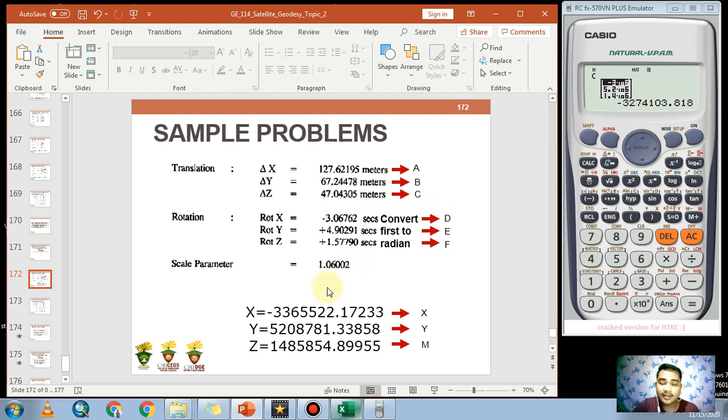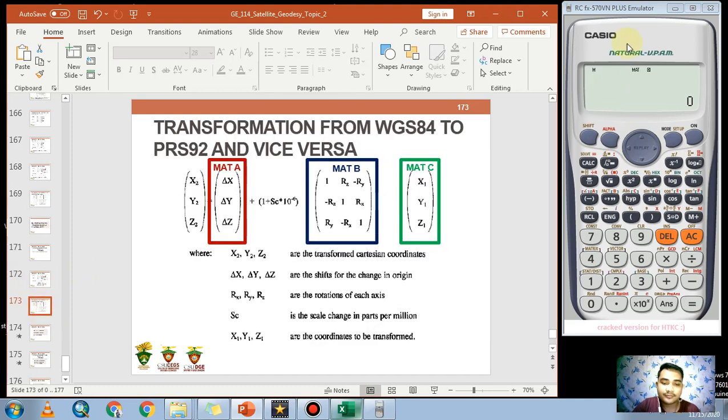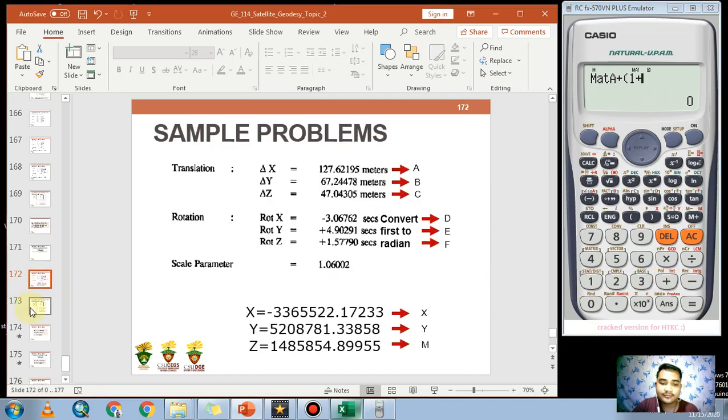Dili man siya mao. So ang X, Y ug Z is naa siya sa memory X, Y ug M. So for X is atong alpha X equals. Then alpha Y equals, and for Z is nasa M. Alright, so okay, no? Baliktad to nga atong equation. Alright, so shift matrix A ato ibutang. So matrix A plus 1 plus ato ang value for scale. So 1 plus 1.06002 times 10 raised to the power of negative 6. Matrix B, shift matrix B is nasa 4. Then shift matrix C nasa 5. Then equal.